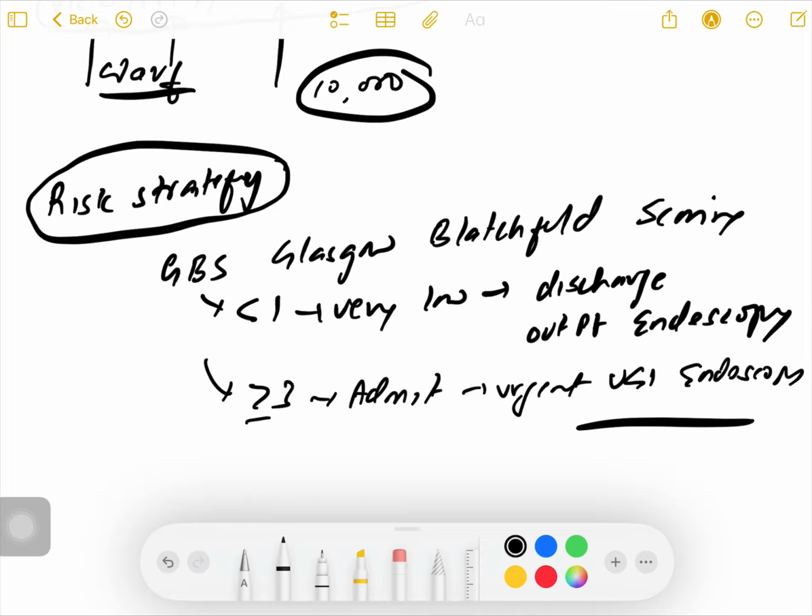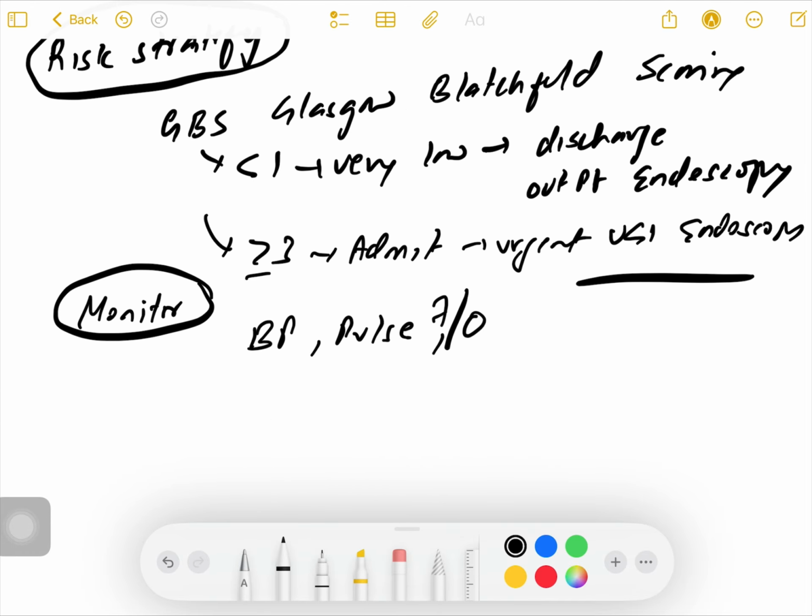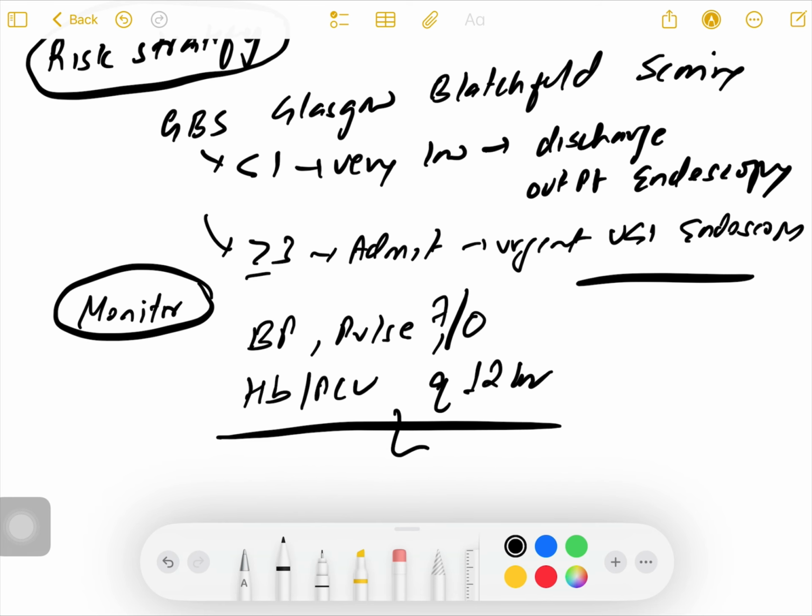After that, the main thing is how to monitor and what to monitor. We monitor BP, pulse, input and output, and hemoglobin, PCV every 12 hours. If the transfusion threshold is met, then we transfuse the patient if needed. Okay, these are the things we need to do during initial assessment of a patient with UGI bleeding.